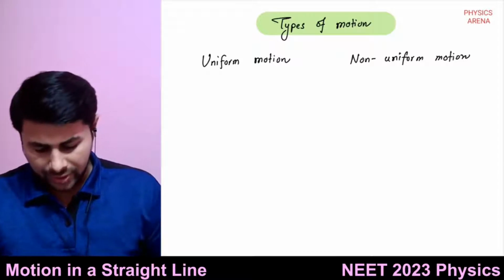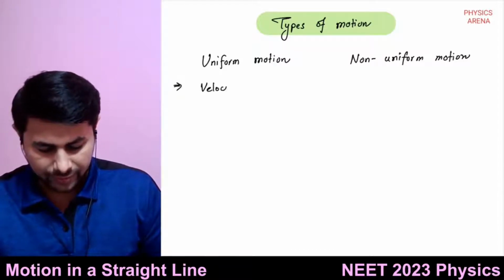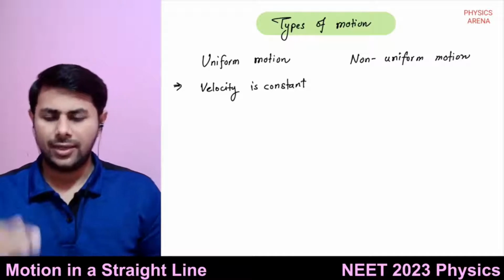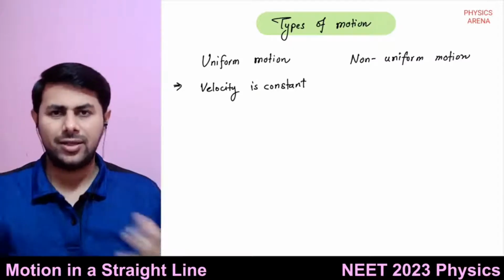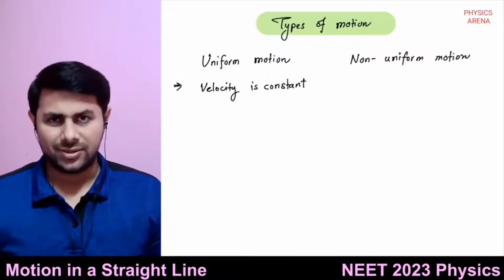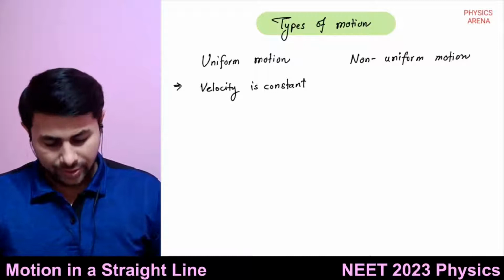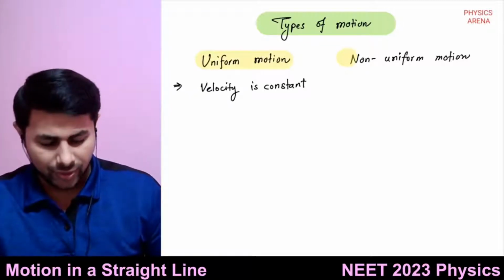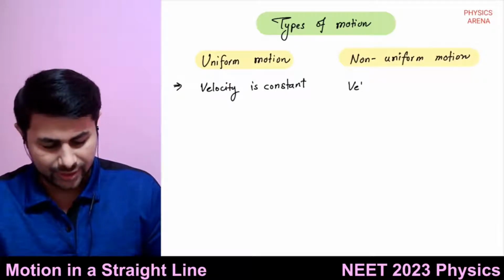All right. So in uniform motion, what is constant? Velocity is constant. And if the particle is moving in one direction only and not turning back, then you can say the speed is constant. In that case, speed and velocity will be equal. So for uniform motion, the velocity will be constant. For non-uniform motion, velocity will change.